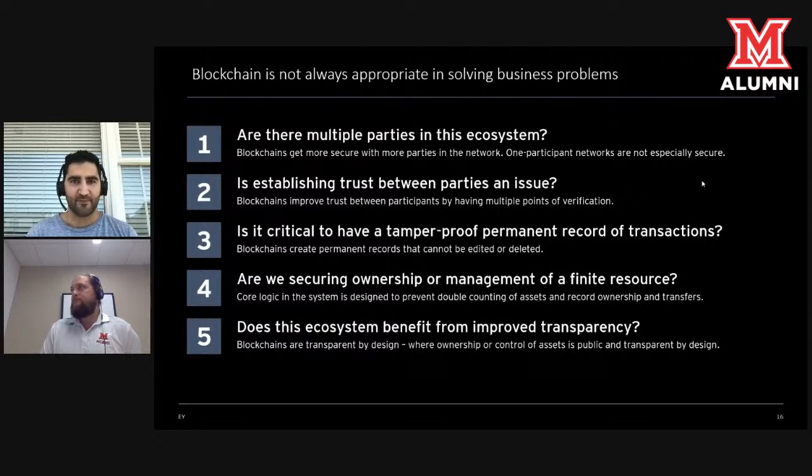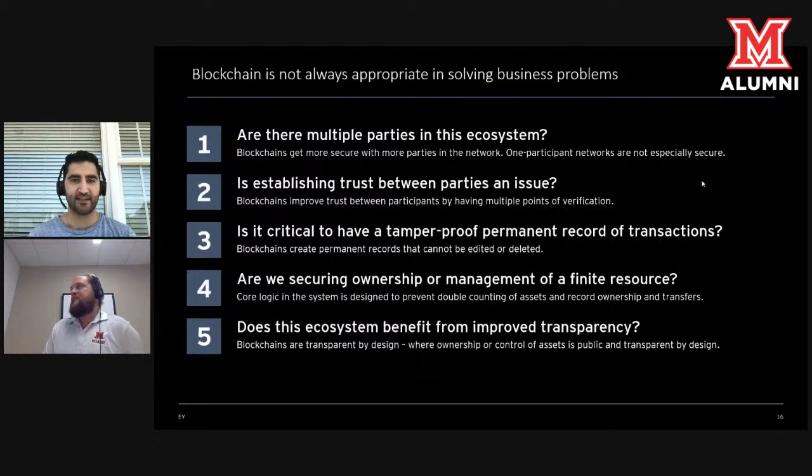Are we securing ownership or management of a finite resource? That one should have been quite obvious when we talked about the challenges of the internet. Blockchains are really, really good at maintaining scarcity. And so if you have a need for scarcity, this is incredibly valuable.